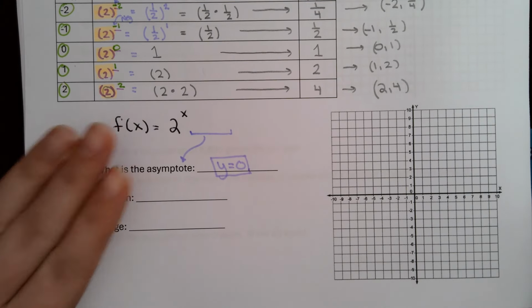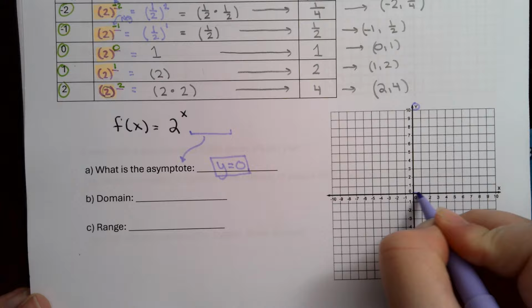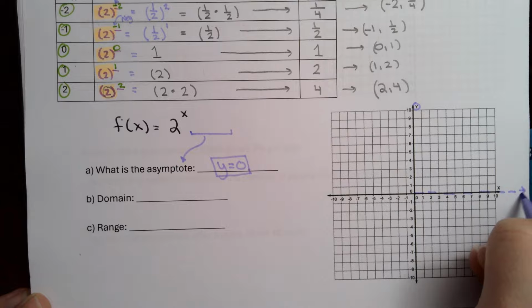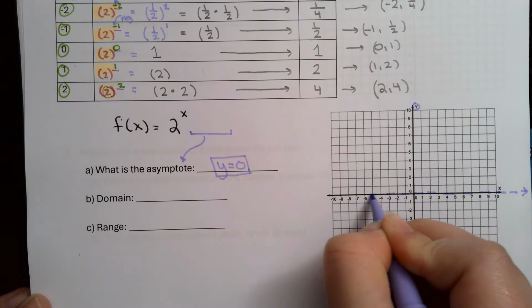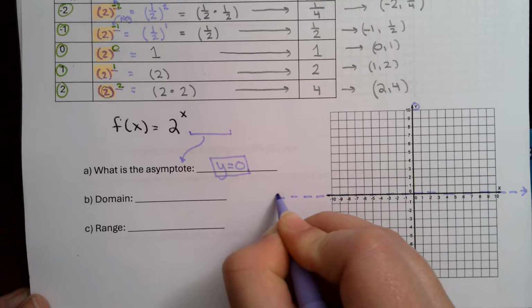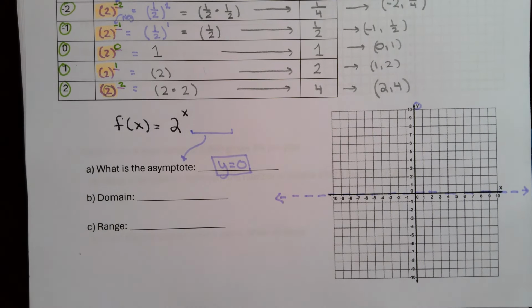Skipping domain and range for a moment, let's go ahead and find that y equals 0. And you're going to draw an asymptote on the x-axis. So do not do it higher or lower. It has to be on this darker line, the x-axis. Extend it, and it has to be dotted. This is how I'm going to know how to grade.